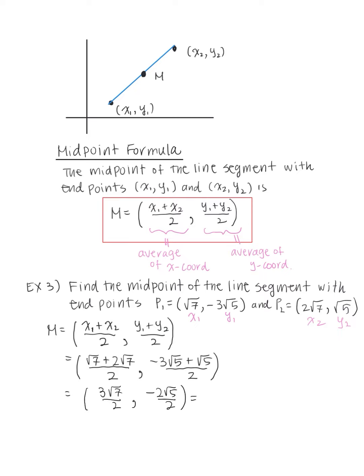Now, I could cancel out those 2, so let's just write that out. So we're going to have 3 root 7 over 2, comma, just the negative square root of 5. And that's going to be our answer.